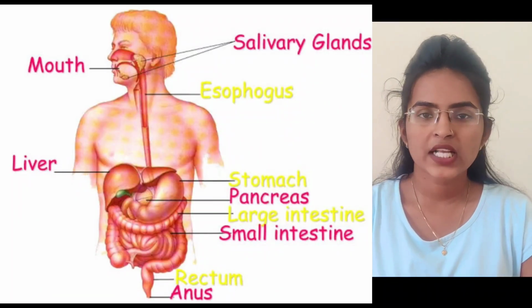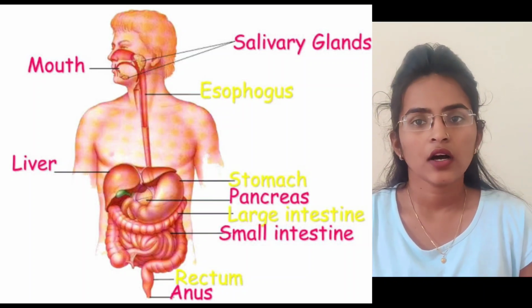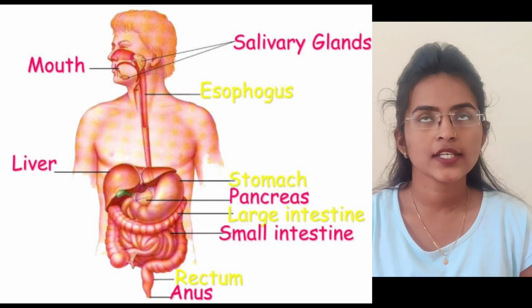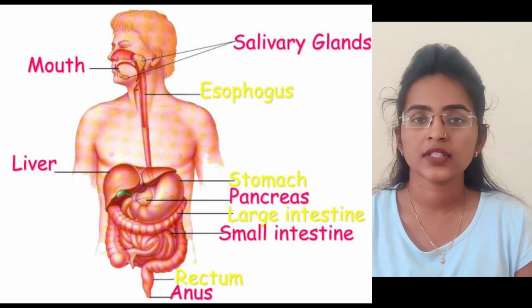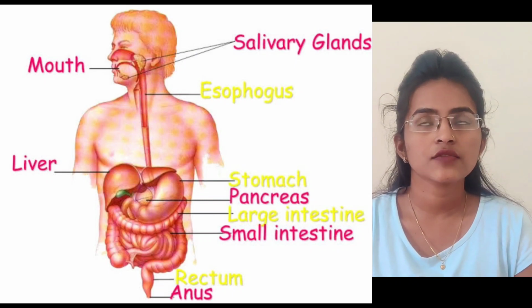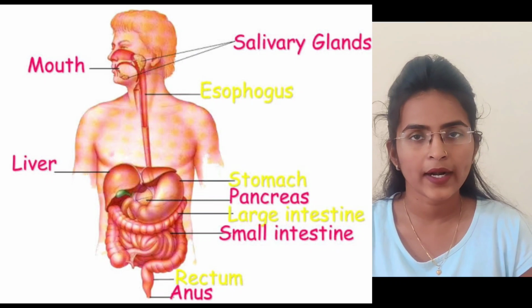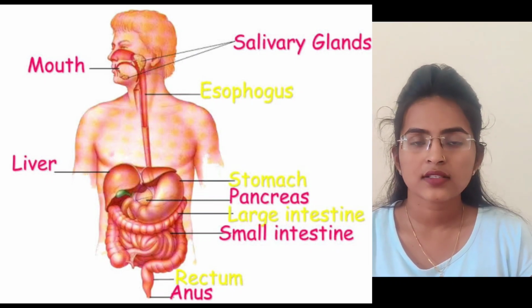Then the major organs of the digestive system are the mouth, larynx, pharynx, esophagus, stomach, small intestine, large intestine and rectum. This is the structure of the digestive system. Then the accessory digestive organs are the liver, gallbladder, pancreas and salivary glands.